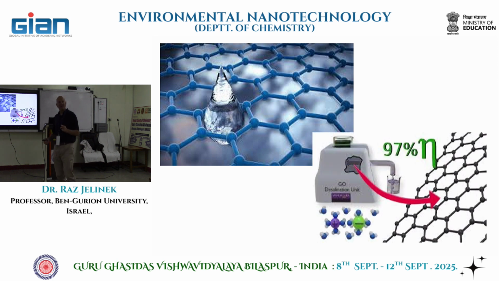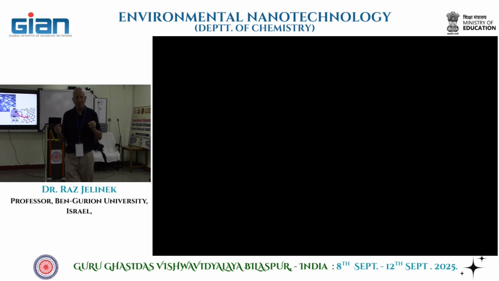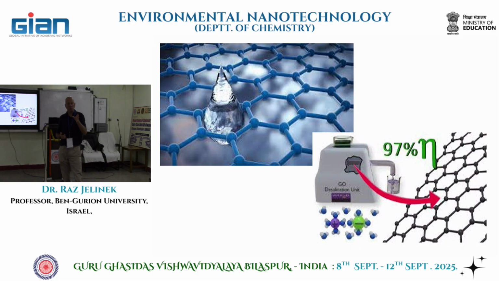Now, another very important thing about graphene as a filter is the fact that it is conductive. Remember, we said that graphene can conduct electricity. Now, why is it important? Remember that we talked before lunch about oxidation. When we have pollutants in the water, we can oxidize them. And when we oxidize them, we break them.